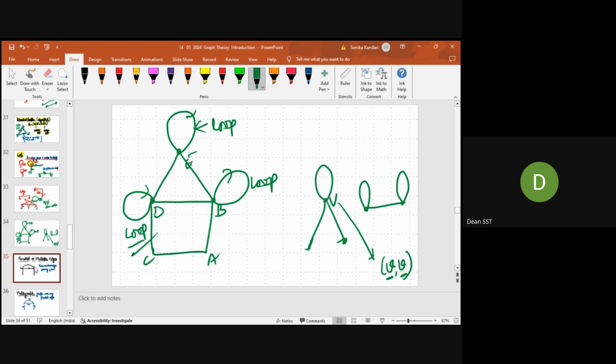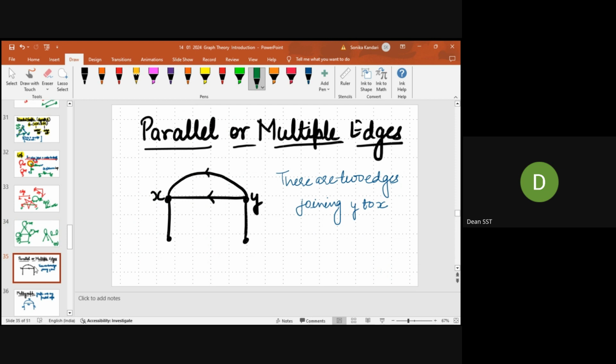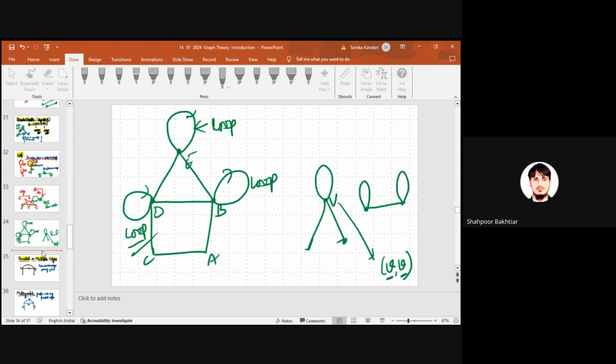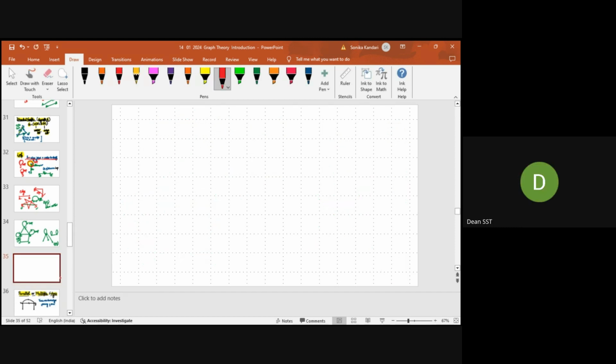Clear? Now, parallel or multiple edges. Fine. You can see the diagram. Can anyone state what actually a parallel edge means? Yes, from Y to X, the two edges are joining. Starting and ending points are the same. Yes, yes. Suppose any two points are joined by an edge.